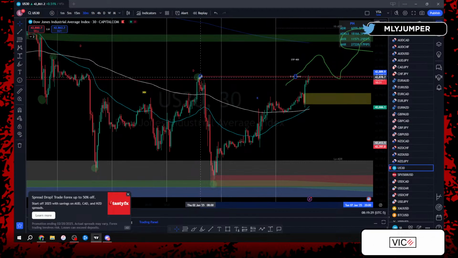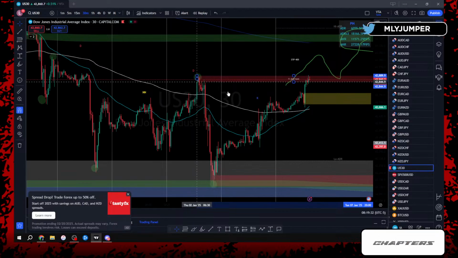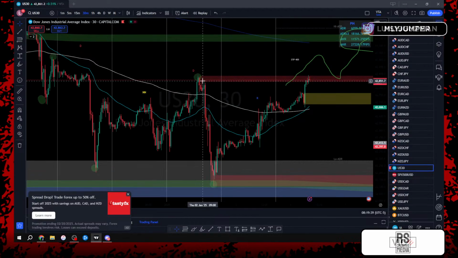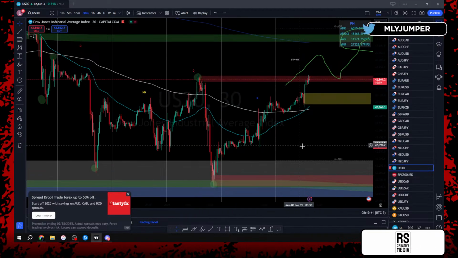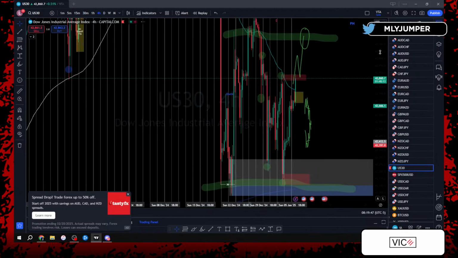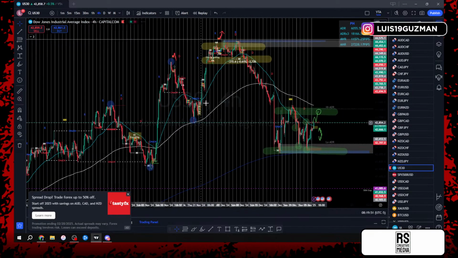So instead of using the body of the green candle here, I'm using the body of this green candle here, right? So it just gives me a bigger zone than I would if I were to just use the wick. And then same thing in the 4 hour time frame. In the 4 hour time frame, we had higher high, higher low, higher high, boom, lower low.